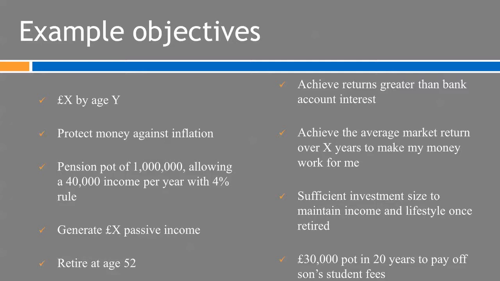So all of these things are fantastic objectives. And I wouldn't say you just need to have one. You may want to keep it simple and just have one. But some of them could be put in together. So you may want to retire early, and you may also want to have a sufficient investment size to maintain income and lifestyle once you retire. Or you may want to protect your money against inflation, as well as have a pot of money to pay student fees in the future. So do mix and match them up.